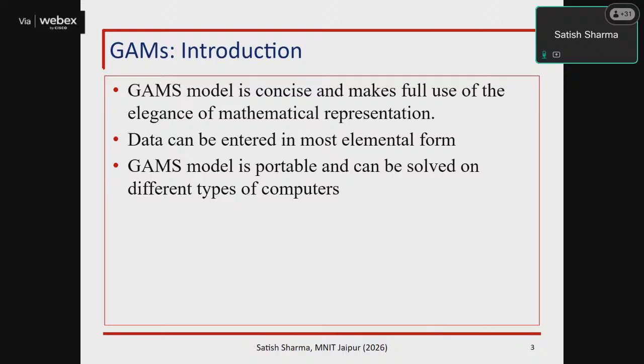It's basically this model, the GAMS model is concise, and it makes full use of the elegance of the mathematical representation. The way we write down the mathematical problem, this software also writes it down in a similar way. Even if you write it down on a page or in your notes, you can also write it down in GAMS as well. Data can be entered in the most elemental form, which is very easy as well. And the model is portable. It can be used on different computers and with different models.